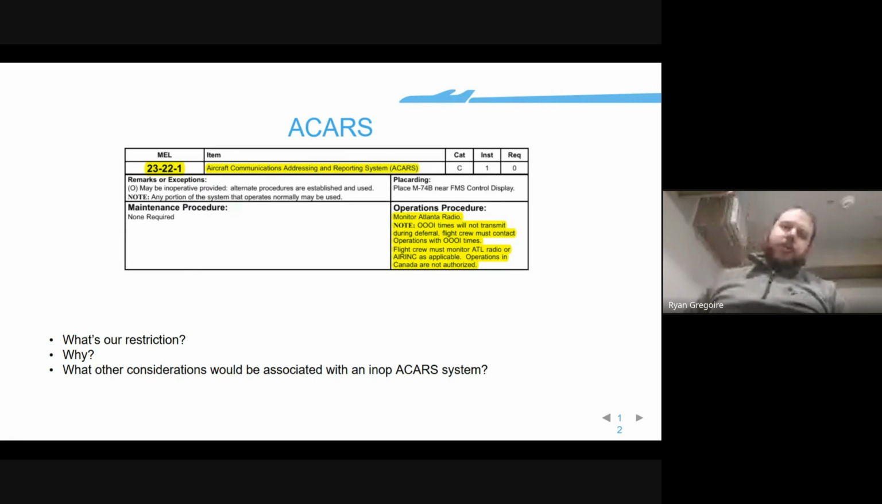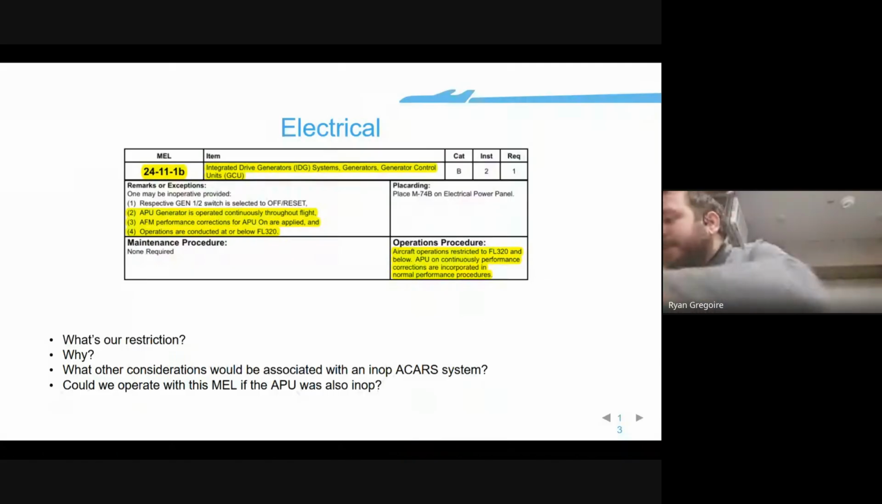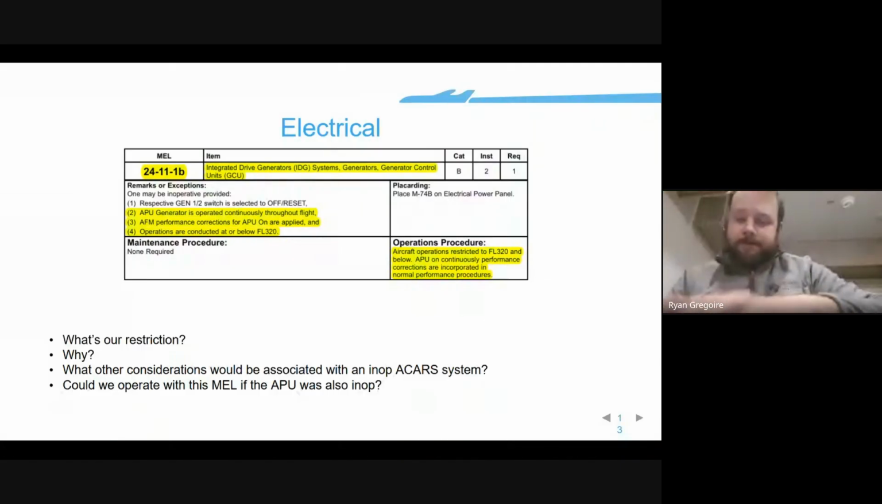All right, electrical systems. Obviously, there's quite a few electrical systems on our aircraft. Taking a look at this one, we have integrated drive generator, IDG systems, generators, generator control units, GCU. Category B maintenance item. Again, not really something that pertains to us. 2 installed, 1 required. Remarks or exceptions? Let's go through our questions.